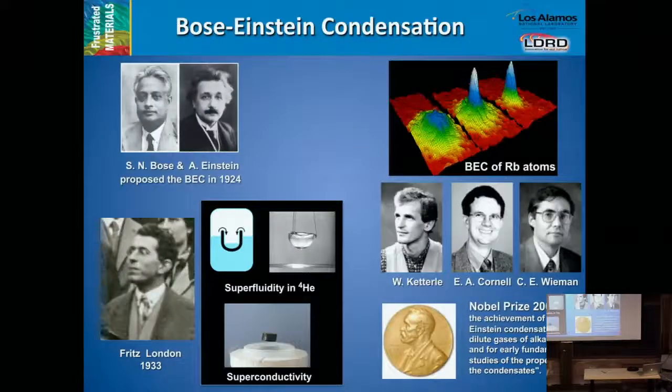So let me start with the first concept, Bose-Einstein condensation. This is a notion that, as you probably all know, started in 1924 when these two gentlemen noticed that if you take an ideal gas of bosons below a certain temperature, they will condense. I mean, particles will condense. That means that the single particle ground state will develop a macroscopic occupation.